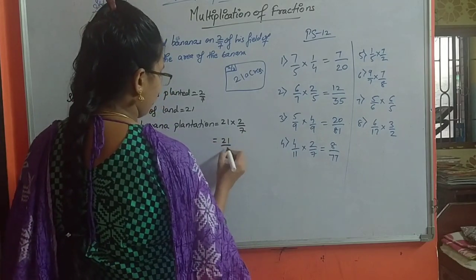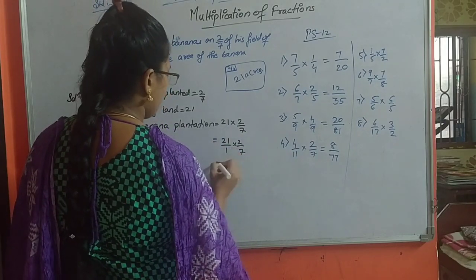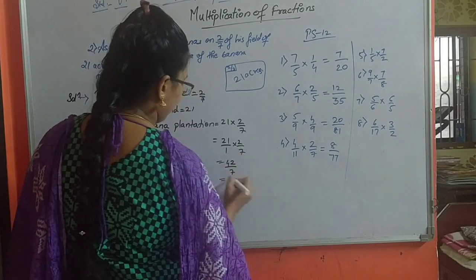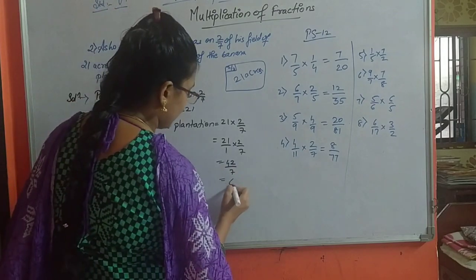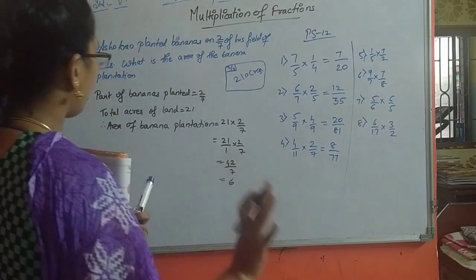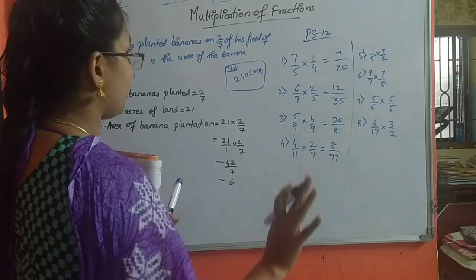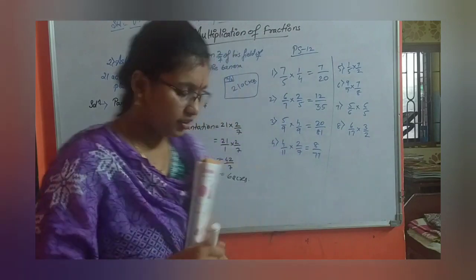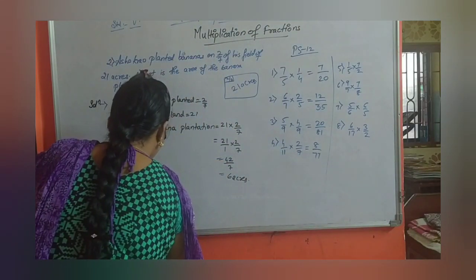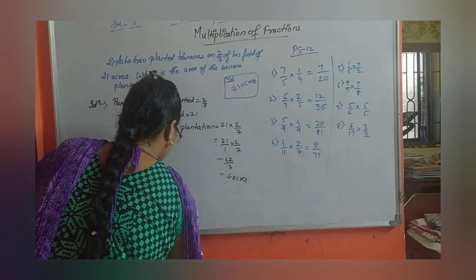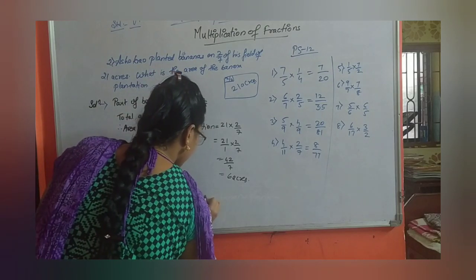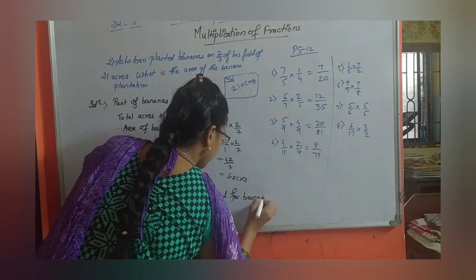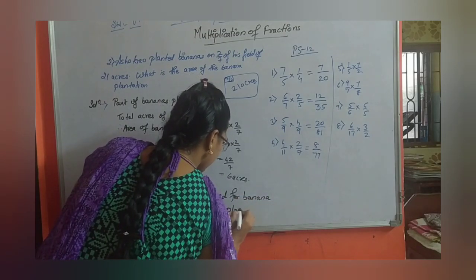Since 21 has no denominator, I will put 1. So 21 into 2 is 42, 7 ones are 7. When I divide 42 by 7, I will get the answer as 6. So the area of banana plantation is 6 acres. So the answer is 6 acres of land was used for banana plantation.